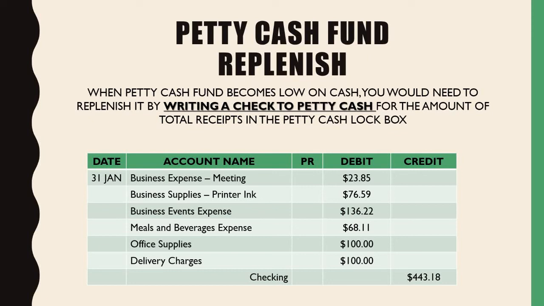The best way to do it is to hold off until the end of the month or the end of the week, calculate your total amount of receipts, place them into their correct accounts, and then simply write a check. So on January 31st, I write out that check for $443.18, and that money goes right back into the petty cash drawer. Then for the month of February, you have exactly $500 to start out and spend again. Any questions so far?